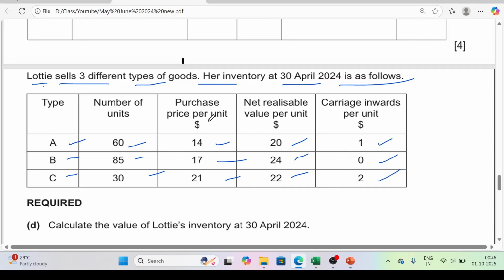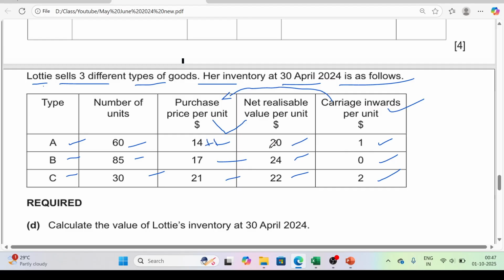Okay, remember inventory, we are always taking the lowest value. So while calculating, we have to check these two, whichever is lowest, purchase price per unit or net realizable value. Then is there any carriage inward? That means transportation cost. We must add it to the purchase price per unit. So here 14 is there, and you have to add this one.